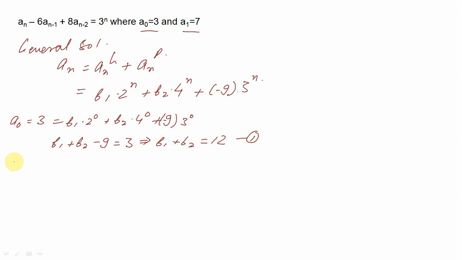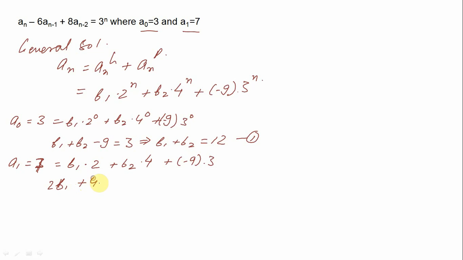Putting n is equal to 1, I get a1 is equal to 3, that is b1 into 2 plus b2 into 4 plus minus 9 into 3. Sorry, it was 7 over here, a1 is 7. So I get 2b1 plus 4b2 minus 27 is equal to 7, or the equation is 2b1 plus 4b2 is equal to 27 plus 7, which is 34. This is my equation number 2.